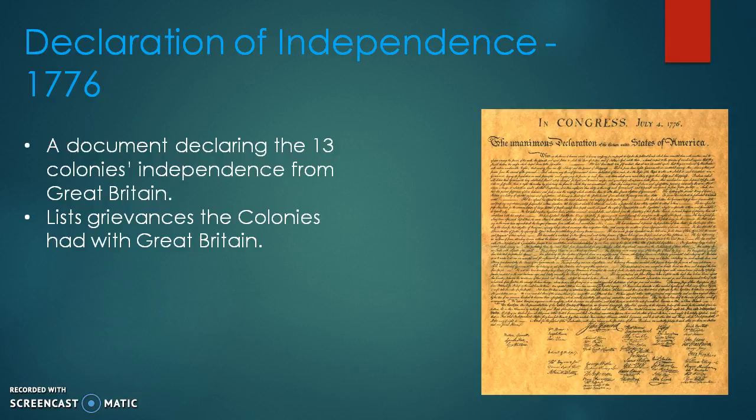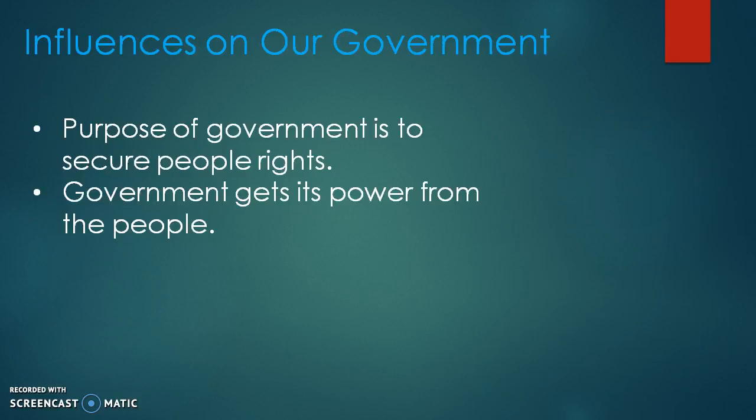This declared the 13 colonies independent from Great Britain. It also gave a list of grievances the colonies had with Great Britain and what they thought they were doing wrong. And then the purpose of government is to secure people's rights, and government gets its power from the people and can't just do whatever it wants.